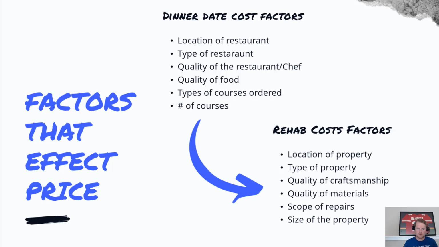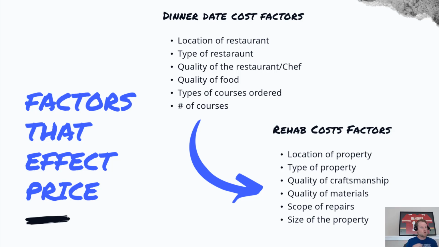The type of the restaurant: is this a 5-star steakhouse or a McDonald's? That translates to the type of property. Is this a high-end rehab, or is this going to be just a cosmetic rehab that you're doing for a rental property? The quality of the chef: is this a Michelin star chef making you dinner, or is this a teenager at McDonald's? As far as quality of craftsmanship, is this a craftsman, a carpenter that's doing the work, or is this just a handyman or an unskilled laborer that's doing the work on your property? The quality of the food: is this a filet mignon, or is this a frozen burger patty?